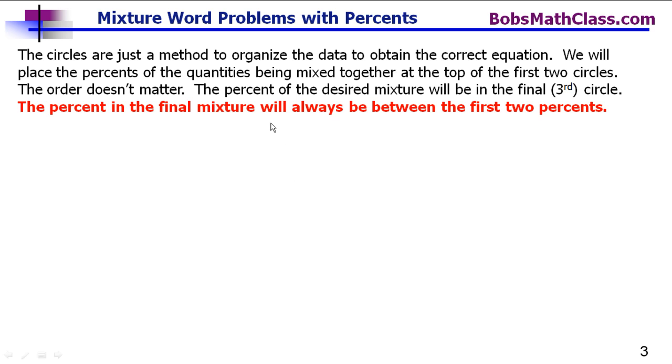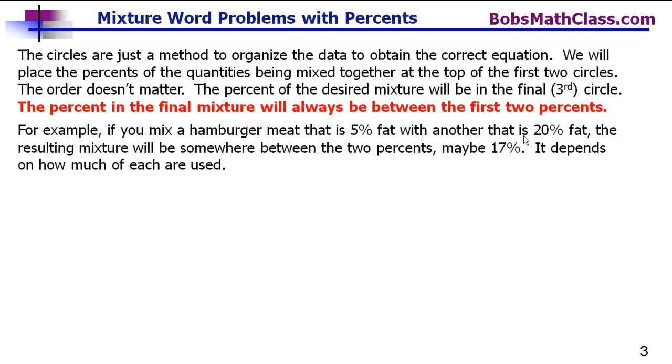Again, the circles are just a way to organize the data. Some people prefer a chart, and that's fine also, but I think the circles show you're physically adding 2 quantities together. We'll place the percents of the quantities at the top of the first 2 circles, and the order doesn't matter which one was first. This is what's important: the percent of the desired mixture will be in the 3rd circle. And that percent will always be between the first 2 percents.